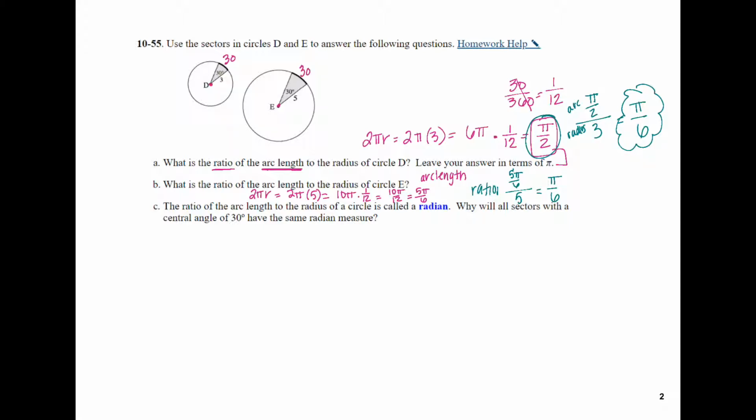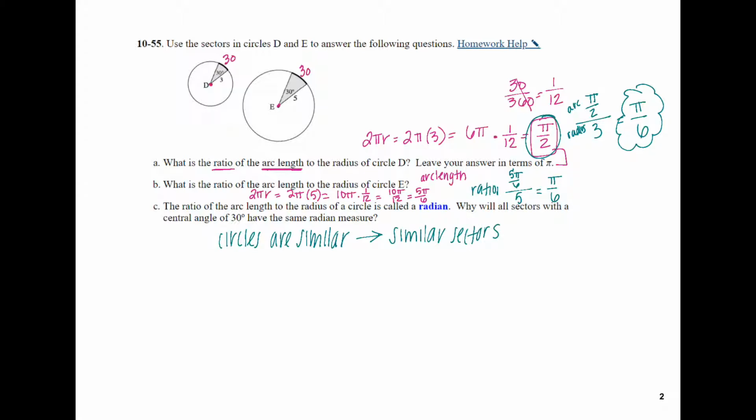Well, all circles are similar, so we need to remember that circles are similar. Circle D is similar to circle E. Therefore, if circles are similar, then they have similar sectors.